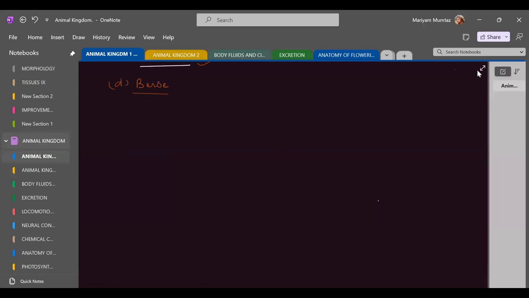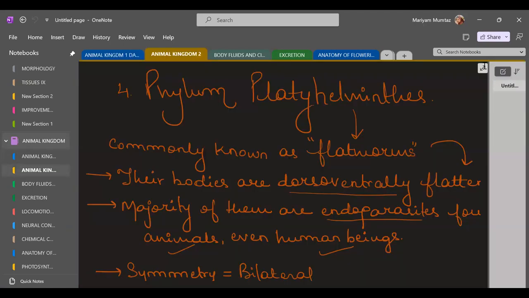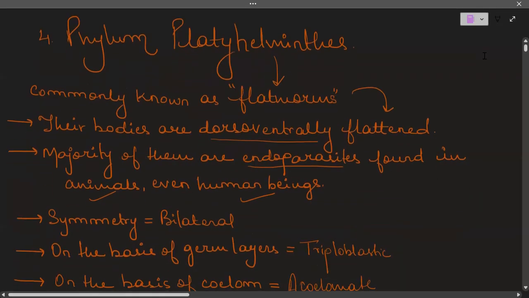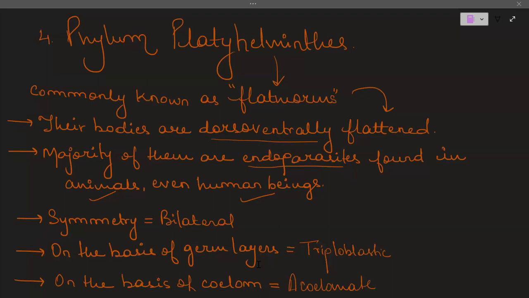Any doubts up until now? No, ma'am. Up until phylum Ctenophora, everything is clear? Yes, ma'am. Okay. Wherever you have a doubt, you have to ask.